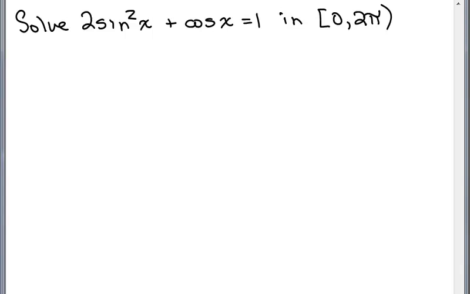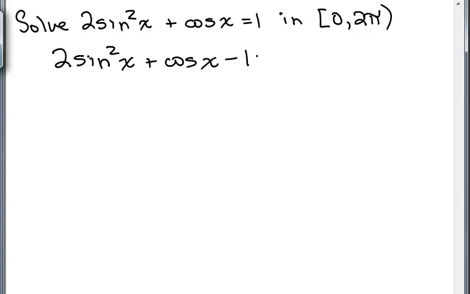We're going to solve this trig function, 2 sine squared x plus cosine of x equals 1. So one thing I might do is subtract 1 from both sides and then see what I've got. 2 sine squared x plus cosine of x minus 1 equals 0. And this looks a little bit like a quadratic, but it really isn't, because I have a cosine x, and over here I've got a sine squared x. I don't have the same trig function.